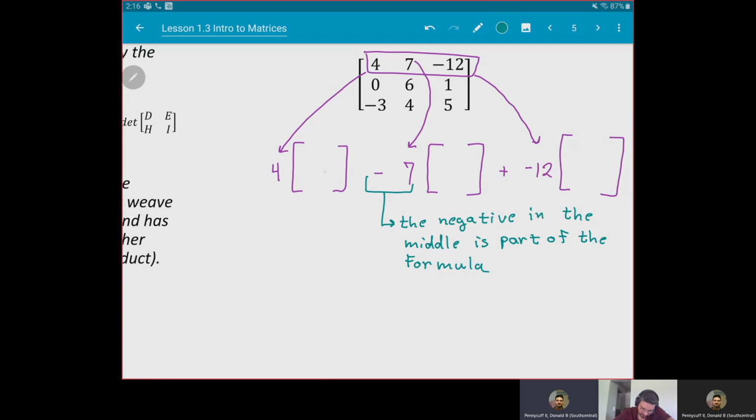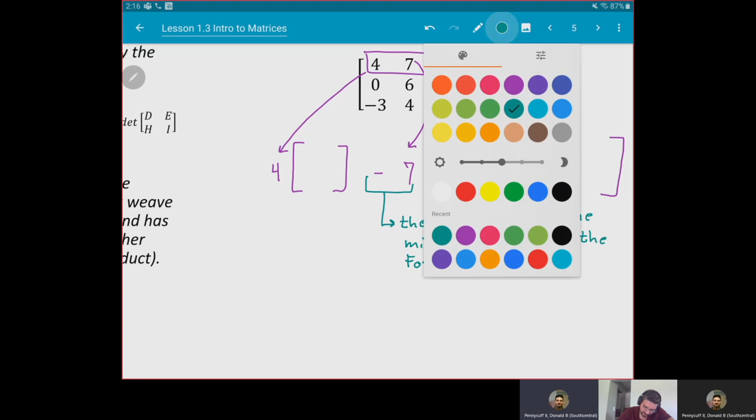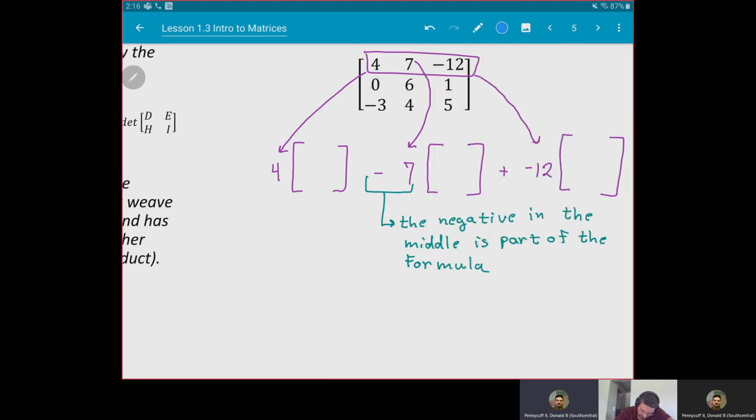Okay, now what goes inside? So here's the tricky part. Right here, when I'm dealing with the 4 out front, I ignore this column. So it's just going to be 6, 1, 4, 5. In the middle, ignoring that column, it's just going to be 0, negative 3, and 5. Basically, I'm ignoring that, and that's just going to leave me with 4 numbers that just pop in. So for the last one, that's negative 12, I'm ignoring those numbers. So that's just going to be 0, 6, negative 3, 4.